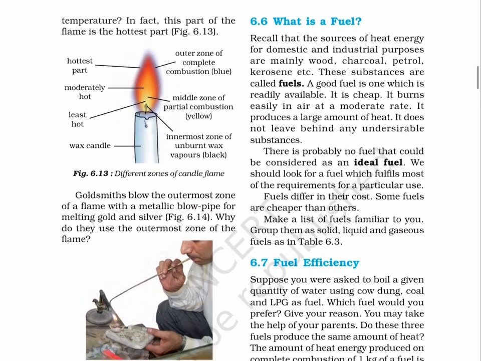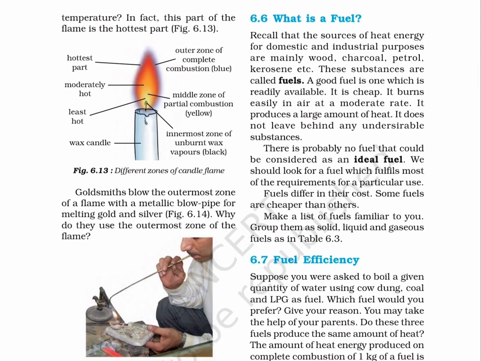6.6. What is a fuel? Recall that the sources of heat energy for domestic and industrial purposes are mainly wood, charcoal, petrol, kerosene, etc. These substances are called fuels. A good fuel is one which is readily available. It is cheap. It burns easily in air at a moderate rate. It produces a large amount of heat. It does not leave behind any undesirable substances.